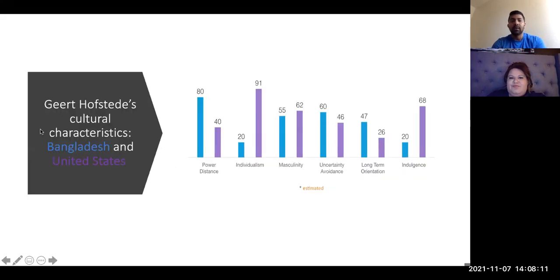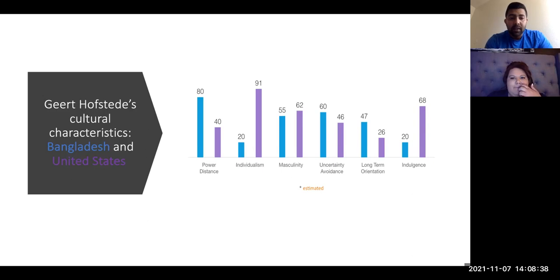The Hofstede cultural characteristics model. So I'm going to compare the countries Bangladesh and United States as per the instruction from the professor. So all the six characteristics I have: power distance, individualism, masculinity, uncertainty avoidance, long-term orientation, and indulgence.